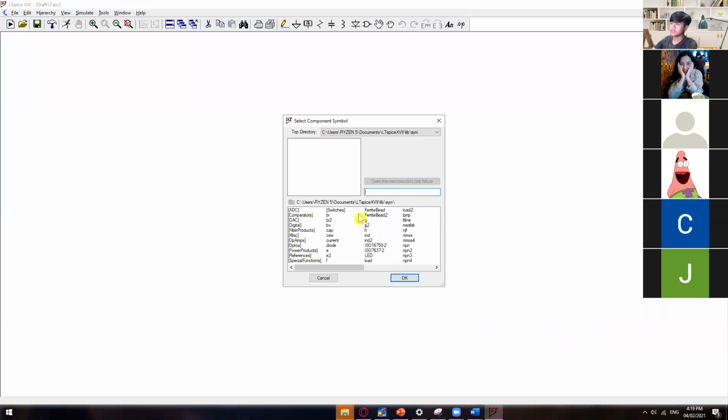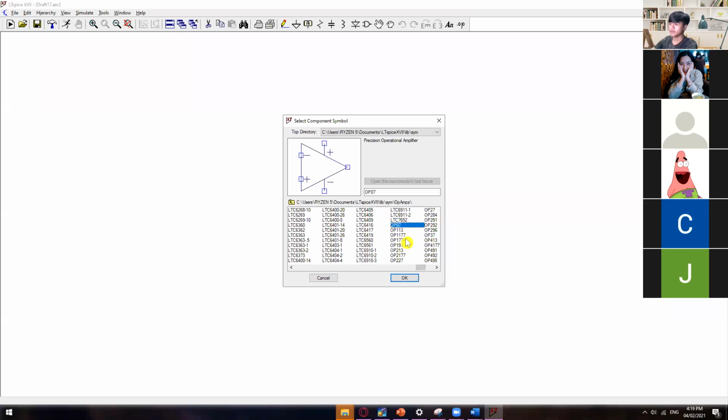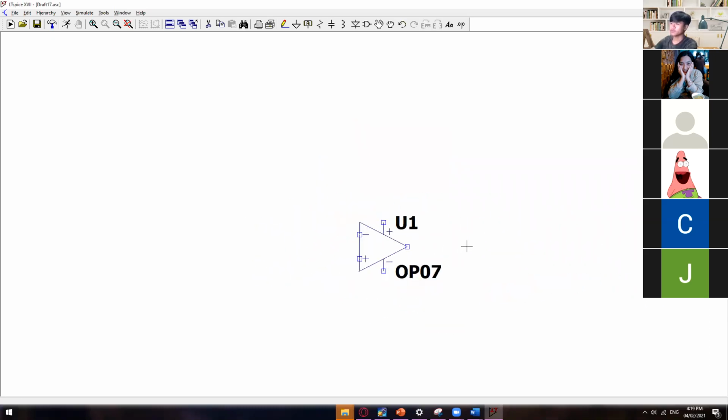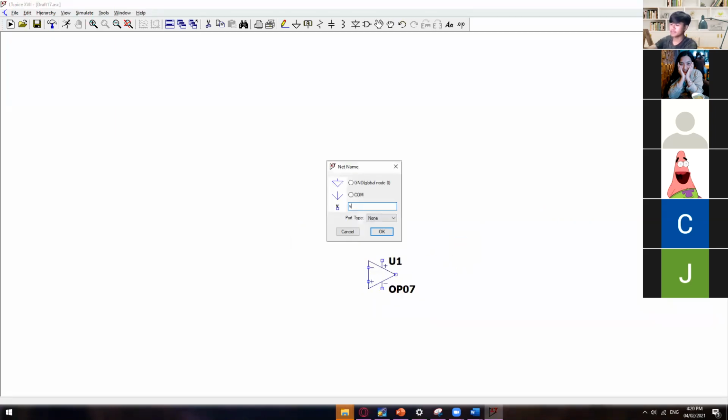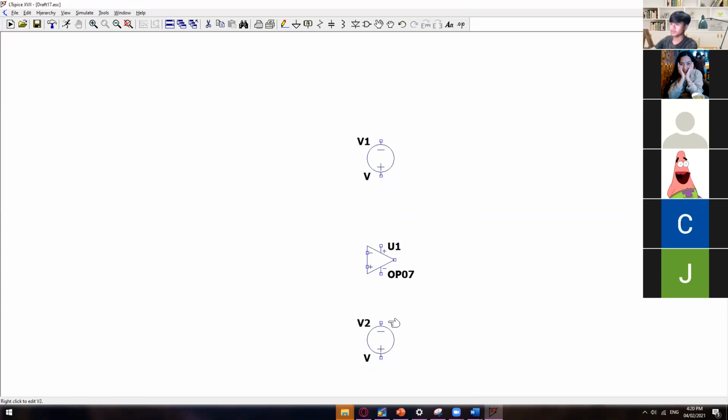Go to the components, then op-amps, and look for the OP07. Letter O, there you go, OP07. Just get that one and then I'll create the rail voltages first. One here and another one here. You can use this one, or you can use this arrangement. But if you use this one, positive going to negative, you have to indicate that it's negative, so you have to put a negative value. But if you use this one, it's understood that you're supplying negative to negative. So we'll just use this one, so we don't include a negative sign anymore.